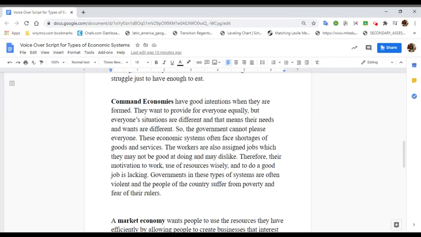These economic systems often face shortages of goods and services. The workers are also assigned jobs which they may not be good at doing and may dislike. Therefore, their motivation to work, use of resources wisely, and to do a good job is lacking. Governments in these types of systems are often violent, and the people of the country suffer from poverty and fear of their rulers.